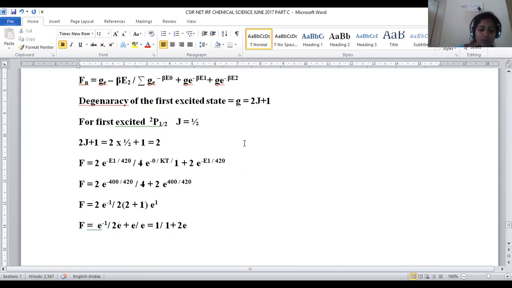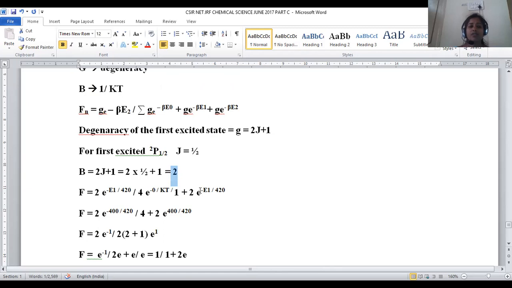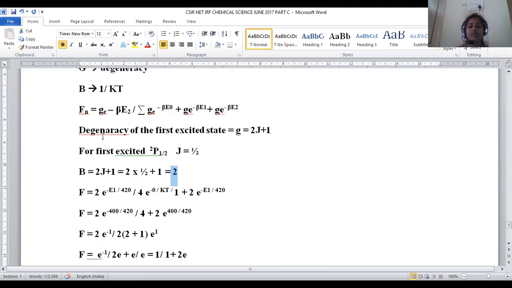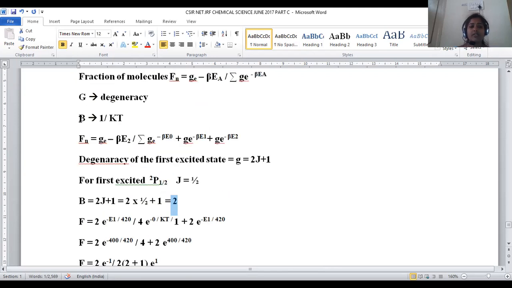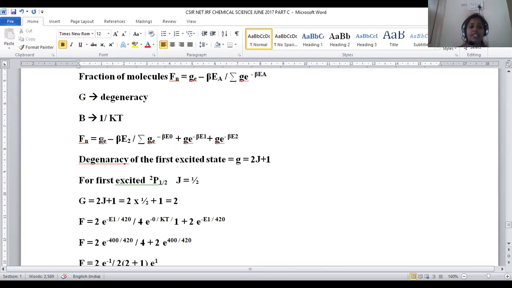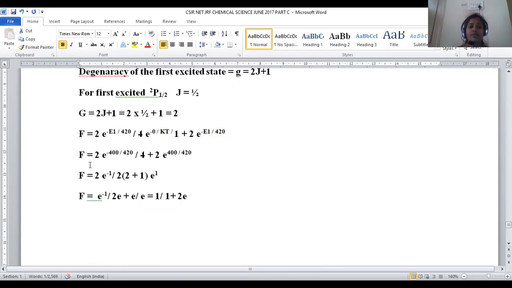So 2J plus 1 is nothing but the degeneracy. Now the value is taken as 2. So let us substitute that value in this equation. Degeneracy is denoted with what? G. Sorry, not B. Degeneracy is denoted with G. The G value is 2 here. So here, instead of G, we can insert this 2.